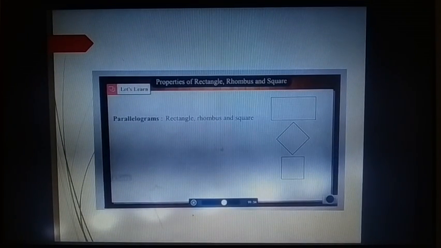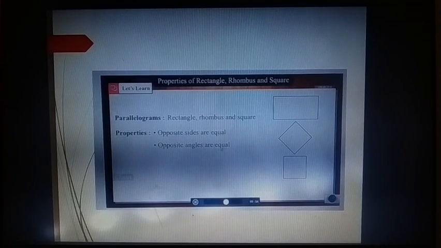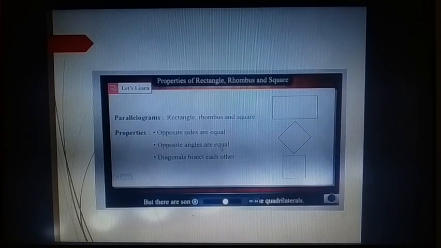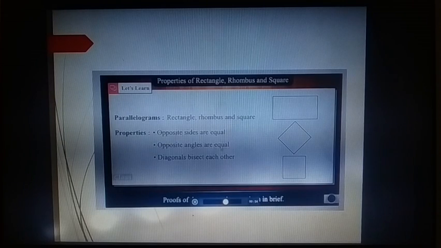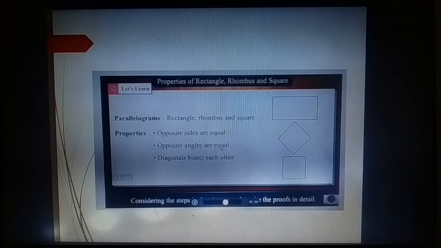Let us see the properties of rectangle, rhombus and square. Rectangle, rhombus and square all are parallelograms. Hence, the properties of parallelogram are applicable for rectangle, rhombus and square. Properties are: opposite sides are equal, opposite angles are equal, and diagonals bisect each other. Rectangle and square have each angle 90 degrees.